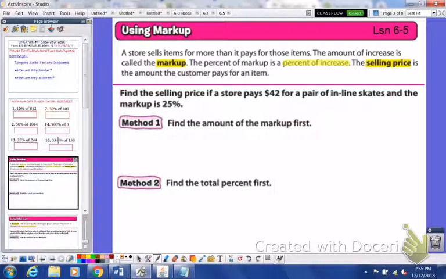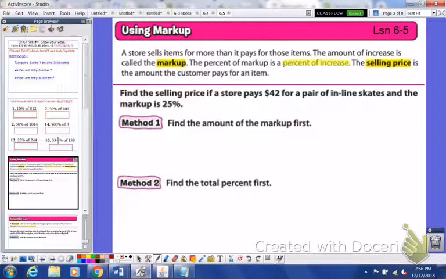So, using markup. A store sells items for more than it pays for those items. The amount of increase is called the markup. There's a vocab word for you. Percent of markup is the percent of increase. We worked a bit with that last section. And then the selling price is the amount the customer pays for an item. That seems pretty self-explanatory. So markup tells us the amount of increase so that a store can make a profit. Selling price is the amount the customer pays for an item.